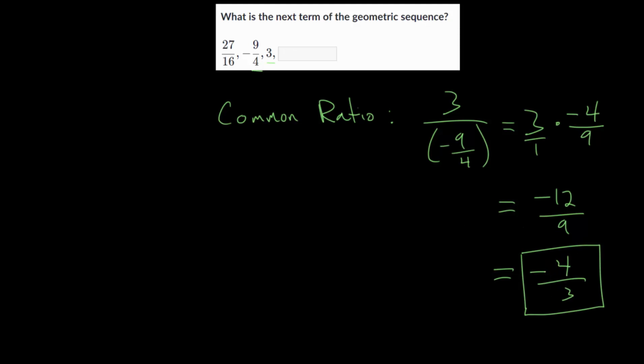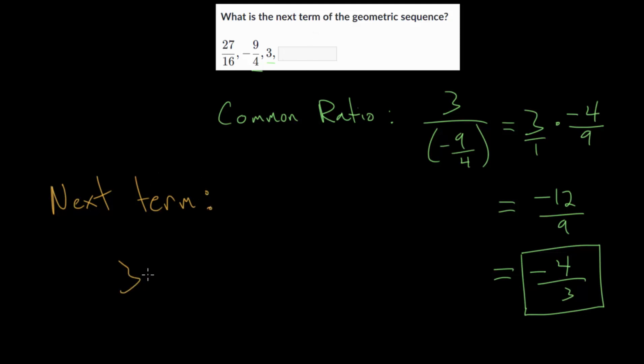And from here, we could check it. We could take 27 over 16, multiply it by minus 4/3, and prove to ourselves that we would get minus 9/4. And I do encourage you, as you're practicing these and getting better at it, to check it at every step, just to get a little extra practice. And once you feel very confident about these, then we can go and find our next term.